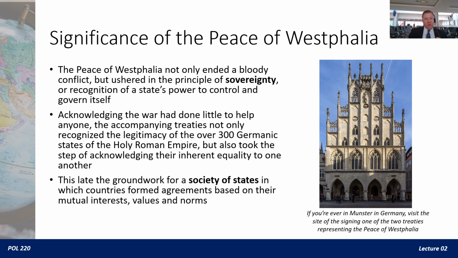This ends up laying the groundwork for a society of states in Europe, in which countries formed agreements based on their mutual interests, values, and norms. And so really the significance of the Peace of Westphalia is twofold. First, it identifies formally this concept of sovereignty, and then it also lays the groundwork for what will become the first intergovernmental organization. So really the basis for this.